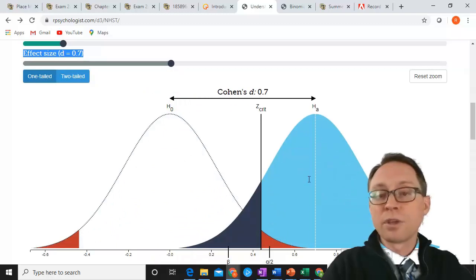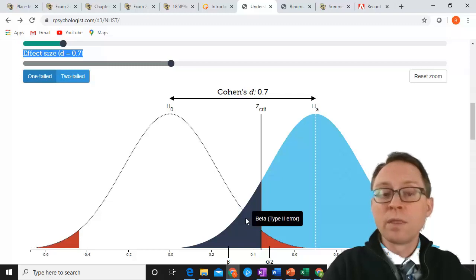But in reality, there's another curve. This was the null curve that we've been messing with. This would be if my love potion actually worked. If my hypothesis actually worked, there would be another curve.